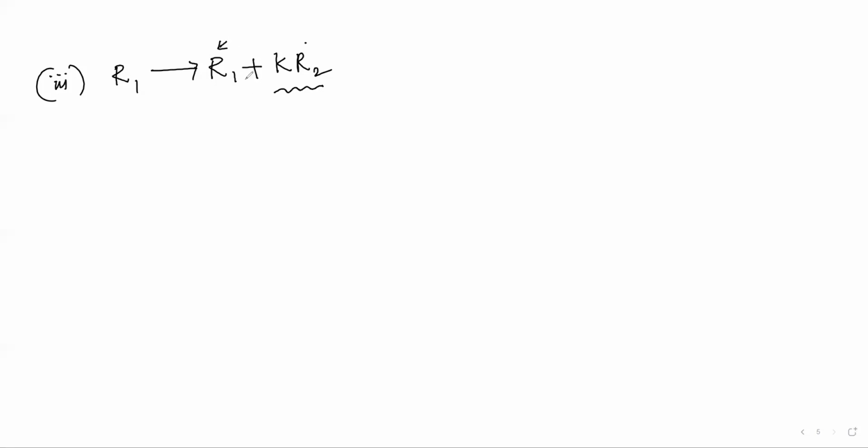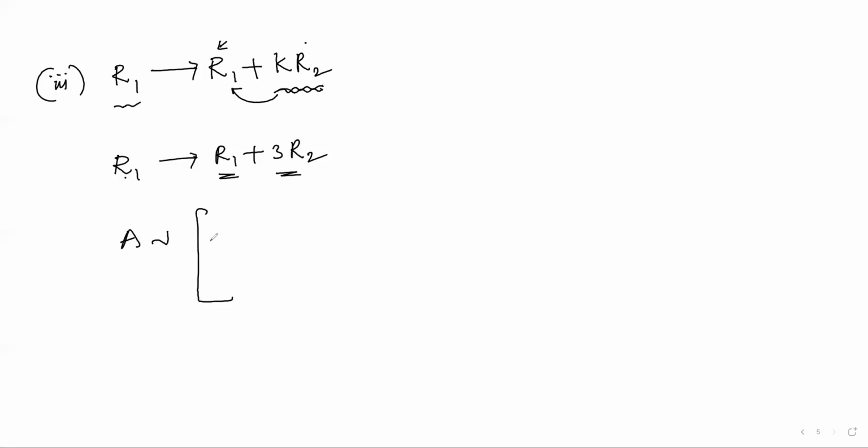What is changed here? Row 1 is changed because I multiplied a constant to row 2 and added it to row 1. R2 is not changed. Let's say R1 is transformed as R1 plus 3R2. Now A becomes what? R1 changed, R2 is the same. What is R2? 4, 5, 6, 7, 8, 9. So R1 is changed: R1 plus 3R2.